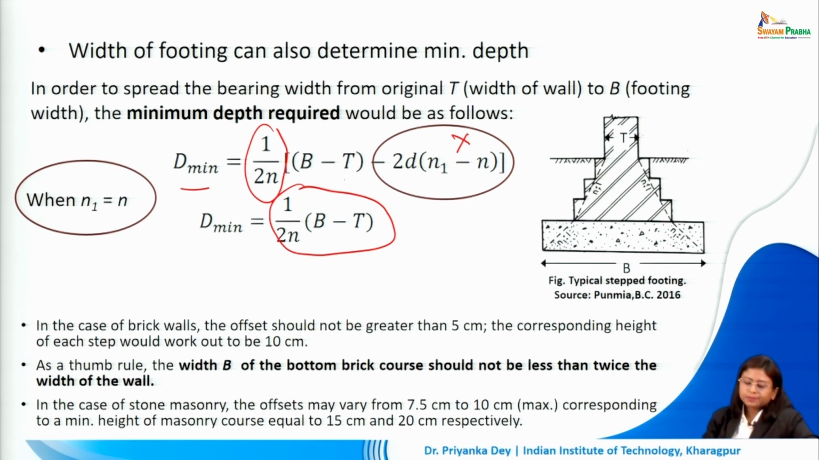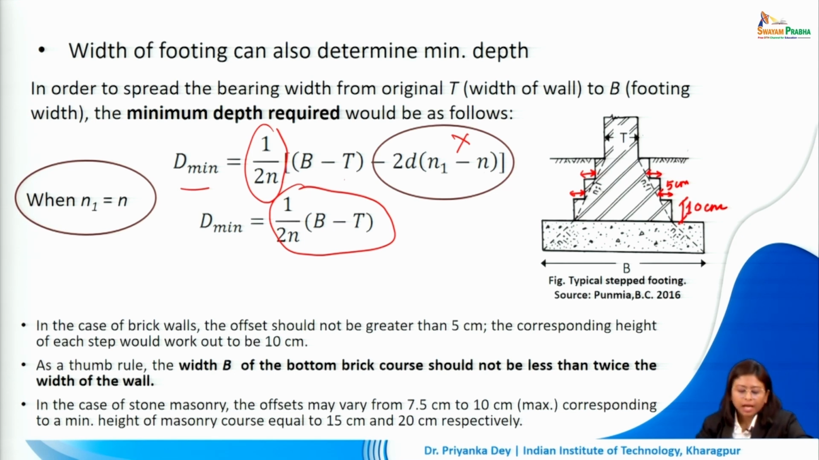Now in case we are dealing with brick walls, the offset should not be greater than 5 centimeters. That means every time we are creating a step in the brick masonry to bridge this gap between the base of our wall and the concrete footing base, every time we are creating an offset, it should not exceed 5 centimeter and correspondingly the height of the step should be kept to 10 centimeters. So that means this is 10 and this is 5 centimeter.